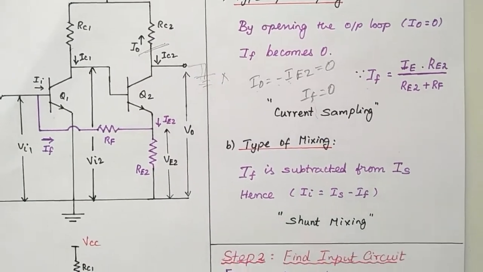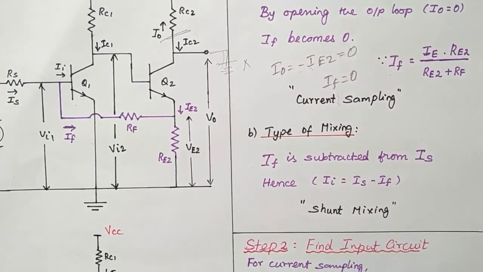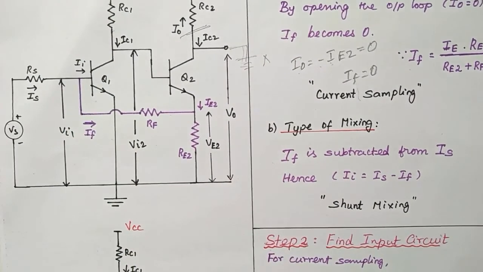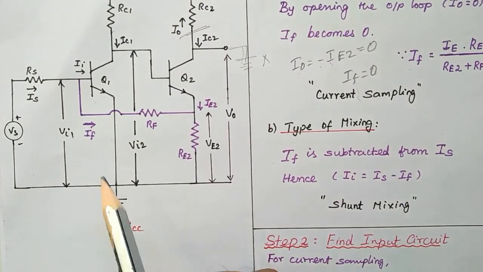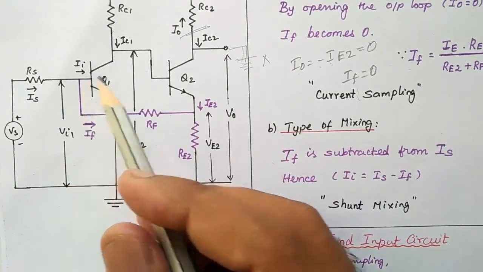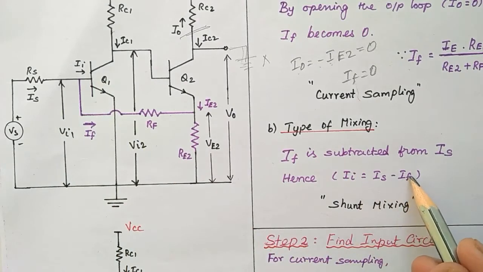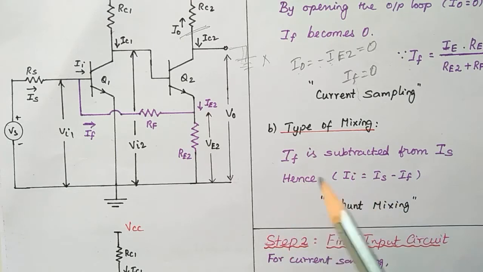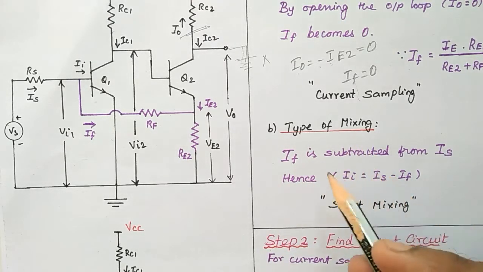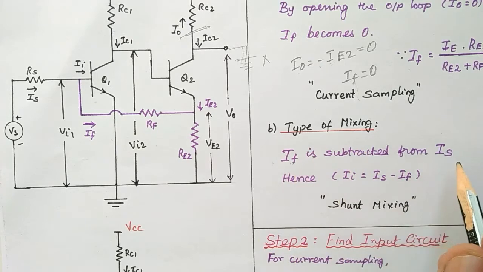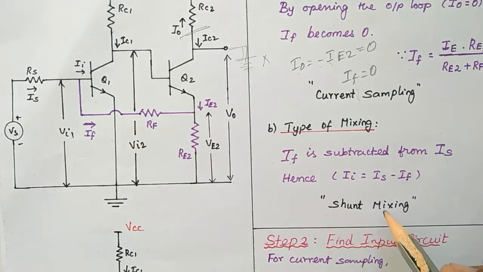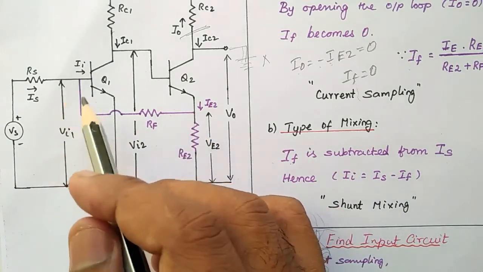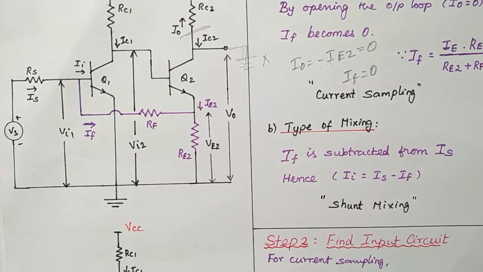Similarly, for the type of mixing, the feedback current is provided to the input side. The input current II is obtained by subtracting the feedback current from the source current. So in the analysis we find that IF, the feedback current, is subtracted from IS. That type of mixing is called shunt mixing. Also, you can see the current feedback is connected in a shunt manner, hence it is shunt mixing.